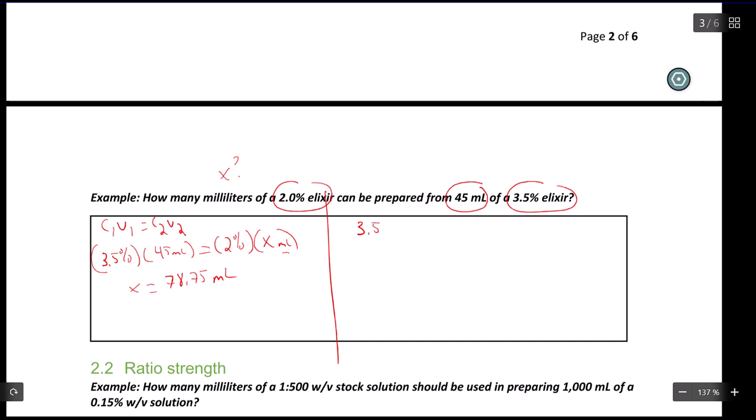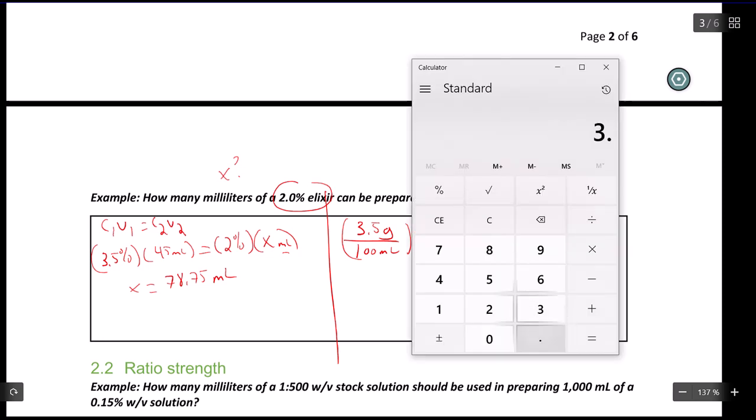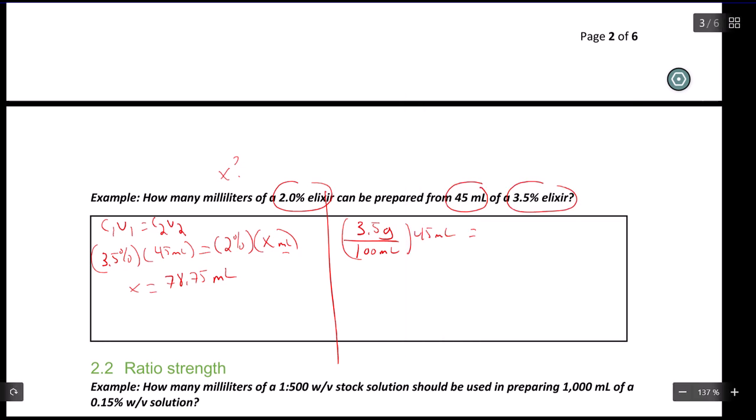in our case, you can say volume or grams, it doesn't really matter, 3.5 amount of drug per every 100 mLs. And I've got 45 mLs. So the question will be, well, I've got 3.5 per that 100, and I've got 45 of that. So I've got 1.575 grams of drug. And it says, how many milliliters of a 2% solution can you make?